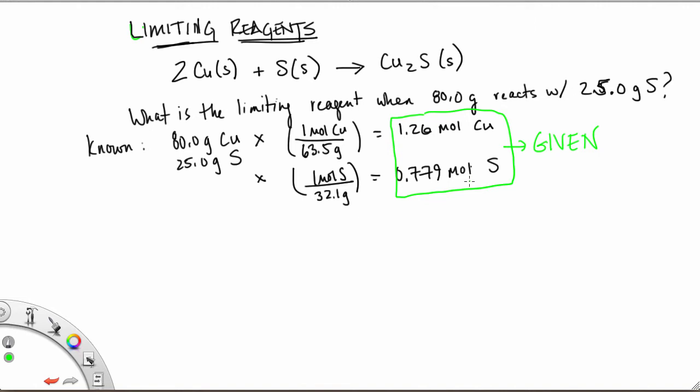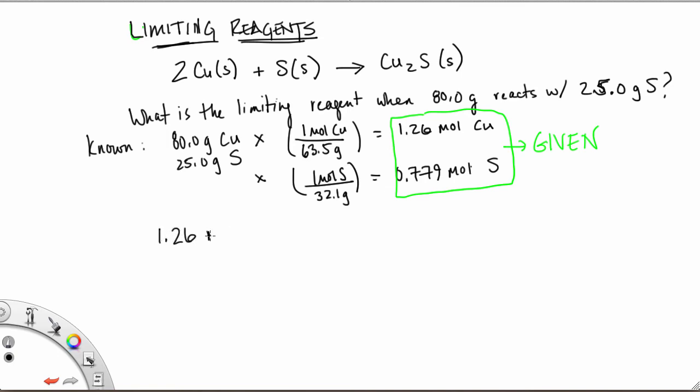All right. However, in a chemical reaction, these reactants need to occur together in certain ratios. And what we want to find out is if 80 grams of copper and 25 grams of sulfur are in the correct ratio. And if they're not, which one don't we have enough of? Which one is our limiting reagent? So I'm going to use a mole ratio to figure that out. I could start out with either copper or sulfur, it doesn't matter. So I'll start out with copper.